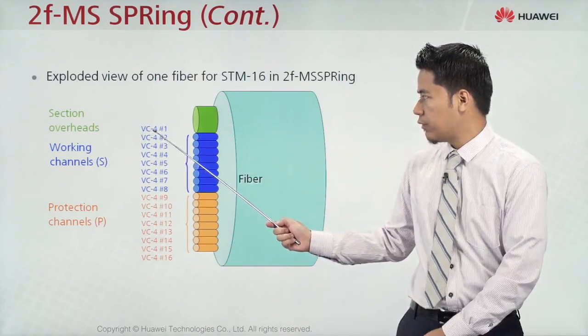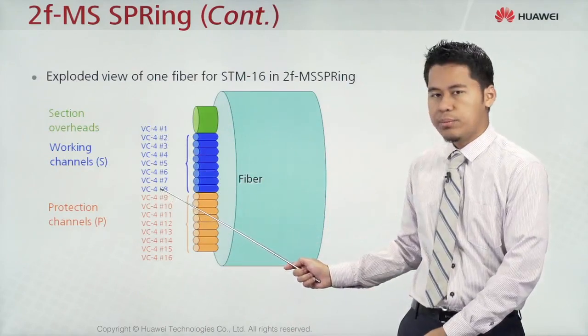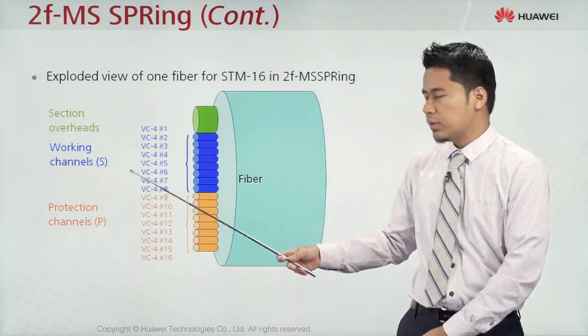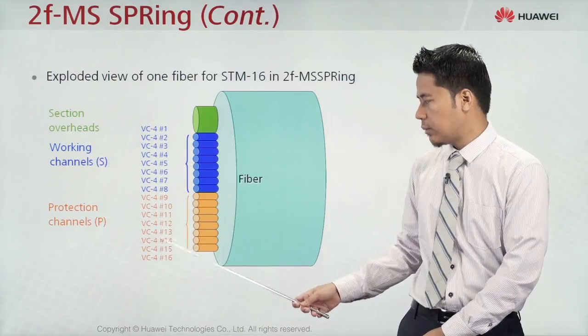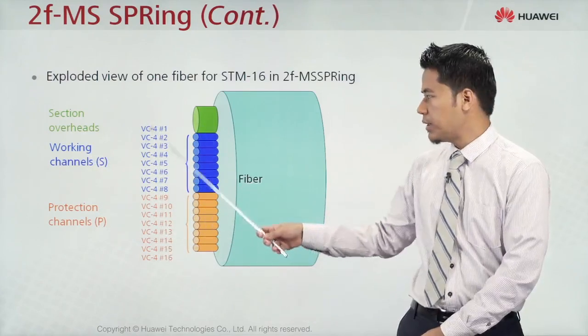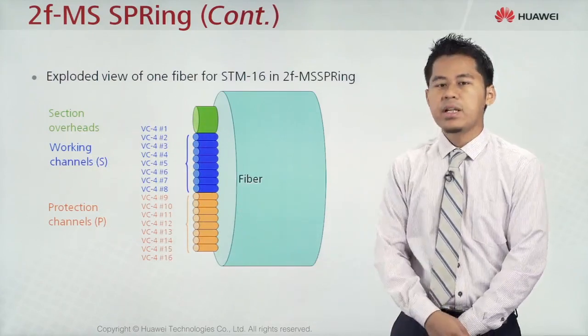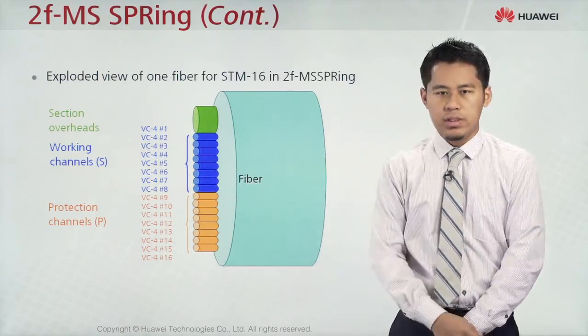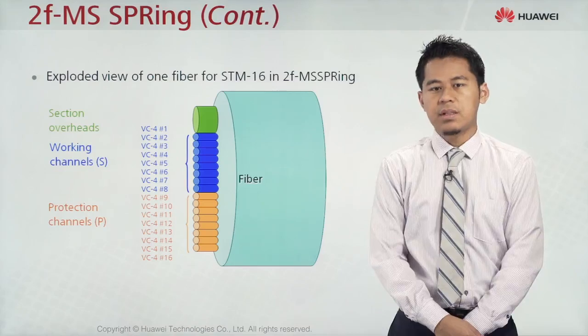Here we have VC4 time slot 1 until time slot 8. We make it the working channel. And of course, for the protection channel, you reserve time slot number 9 until time slot number 16, whereby the completion of this will be the STM16. So here will be the section overhead, whereby we deal with the overheads of the STM16 frame.